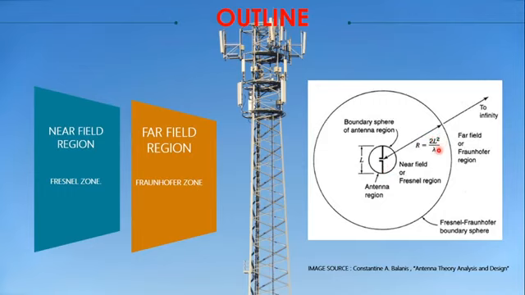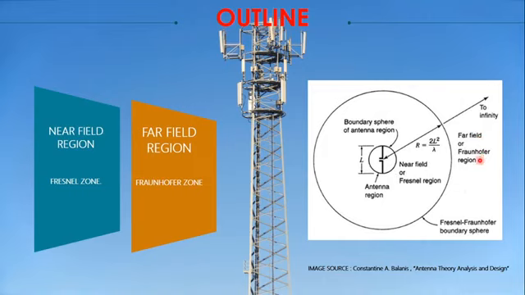Wavelength is nothing but c/f, where c is the speed of light and f is the frequency at which the waves are traveling. So any region within this particular boundary, where the radius is less than 2L²/λ, we call the near field region or the Fresnel region. And any region outside the sphere, where the R value crosses 2L²/λ, we call the far field or the Fraunhofer region.